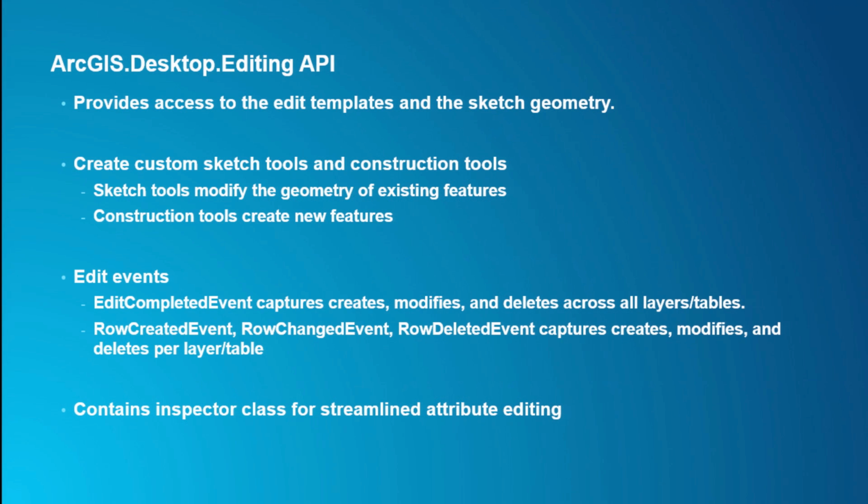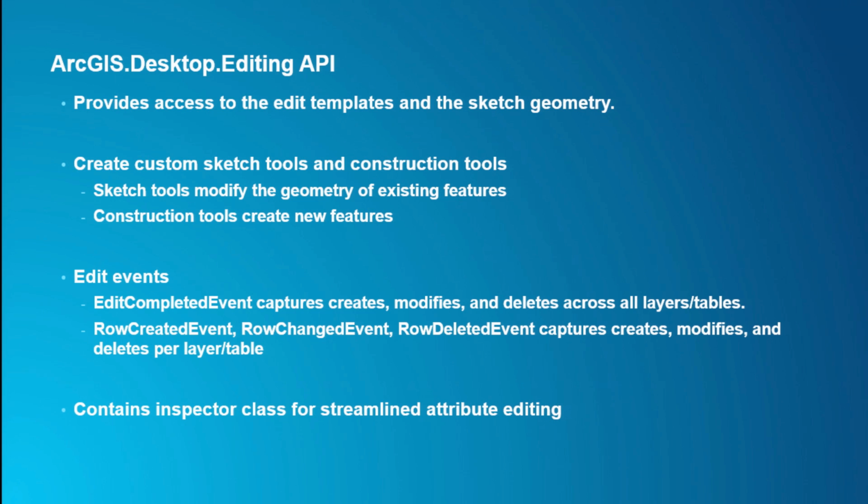First, we'll start with the editing API and what that gives you access to. Primarily, we have access to the edit templates and the sketch geometry. You also have the ability to create custom sketch tools and construction tools. And we generally divide those up in that sketch tools allow you to modify the geometry of existing features, whereas construction tools are used to create new features.